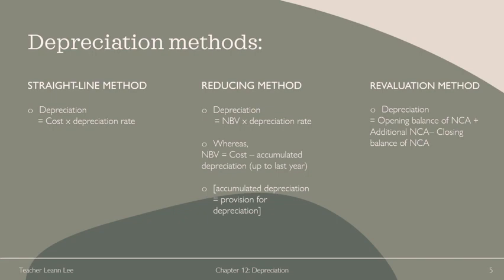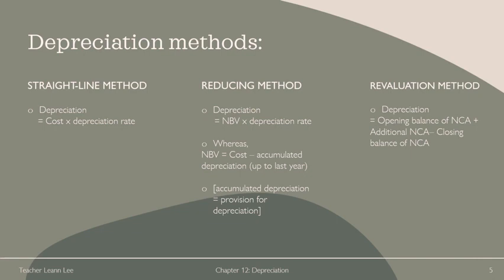So the straight line method is using the cost price that you initially purchased. The reducing method is using the current, estimated market value times the depreciation rate. The NBV equals cost minus the accumulated depreciation up to last year, because this year you haven't calculated yet. The accumulated depreciation equals the provision for depreciation. When you see provision for depreciation in the trial balance of your question, then you know it is accumulated depreciation up to last year.